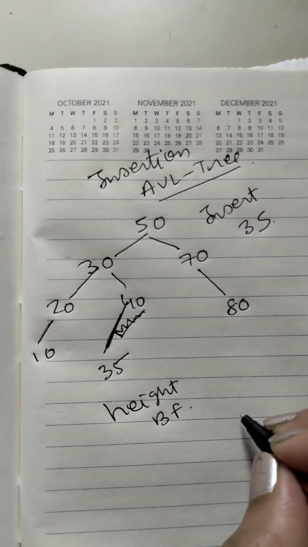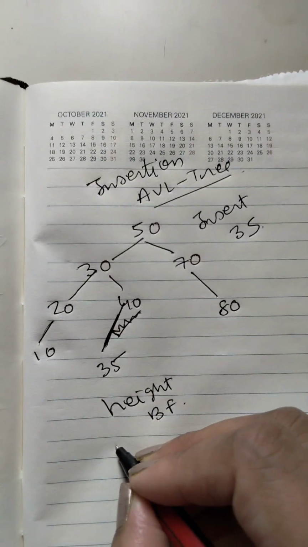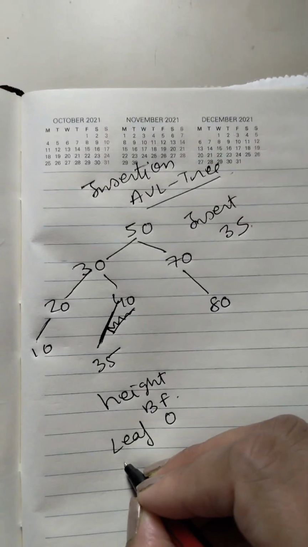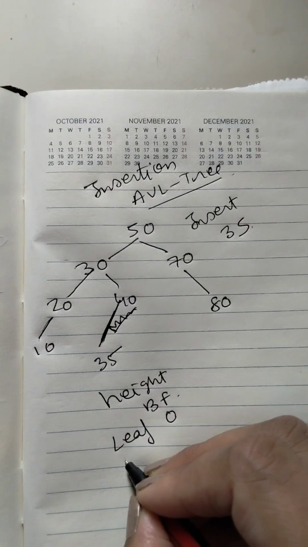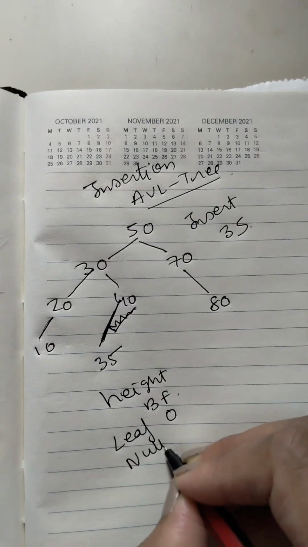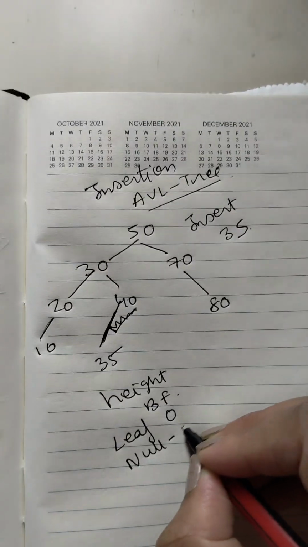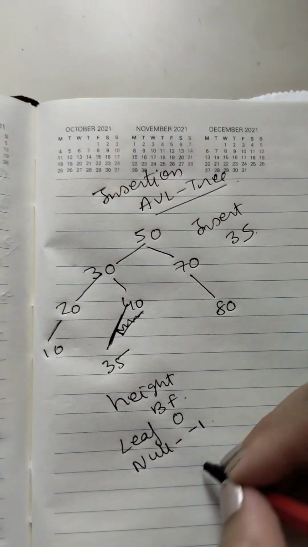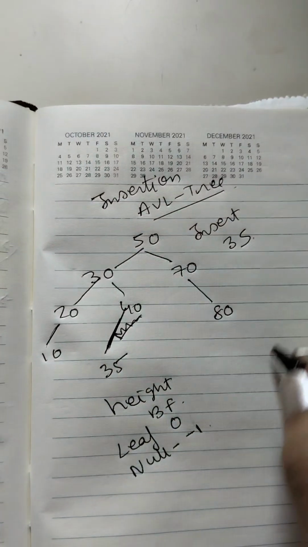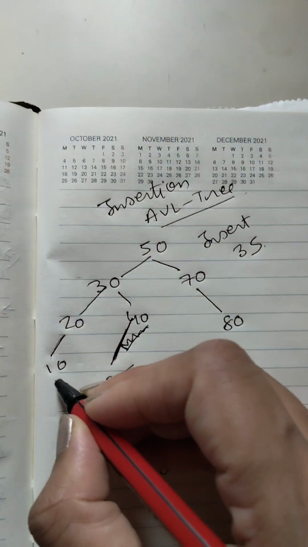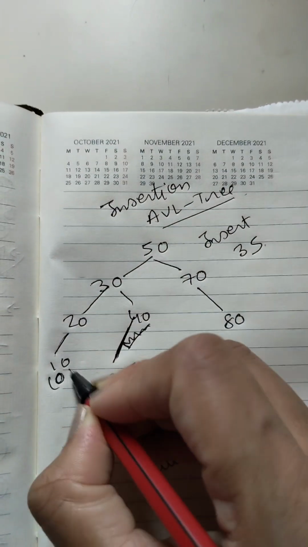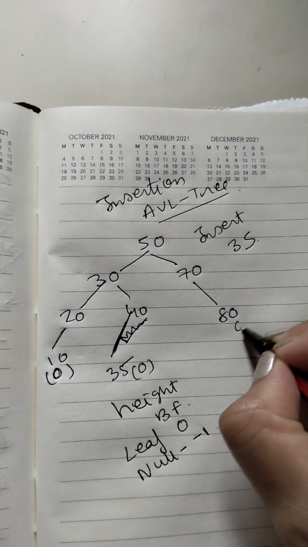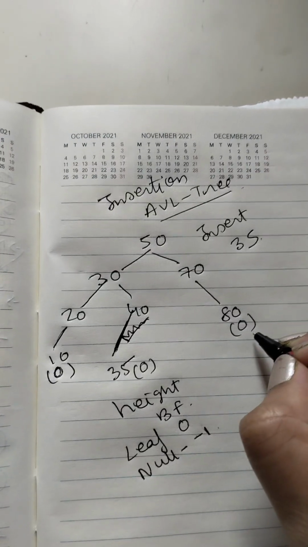Now we have to calculate the heights and the balancing factor, which is calculated from the height itself. We know that the height of a leaf is 0, and the height of a null node, that means if some child is not there, is -1. Let us follow this rule in this tree. The height of 10 is 0, since it is a leaf. For 35 also the height is 0, and for 80 also the height is 0.